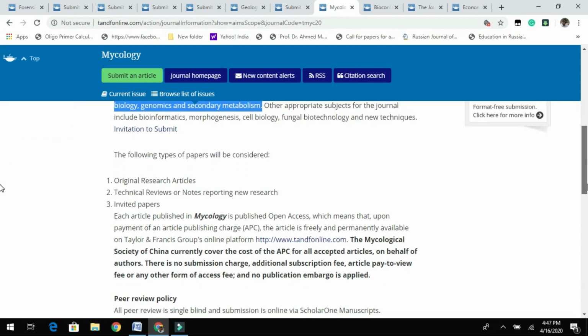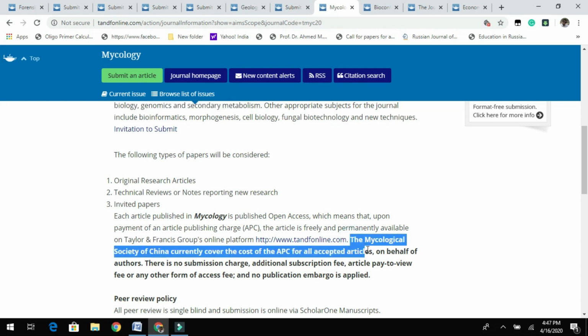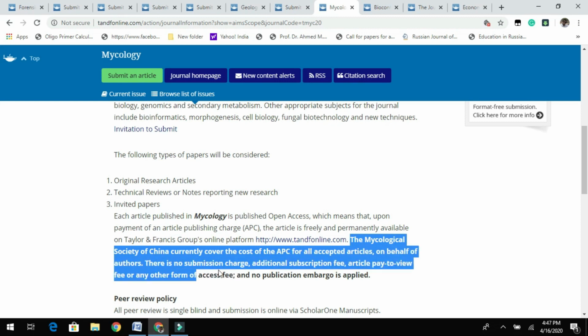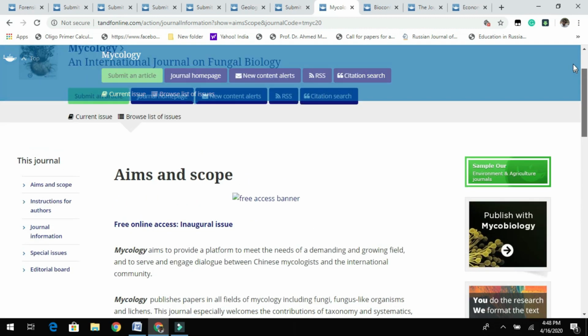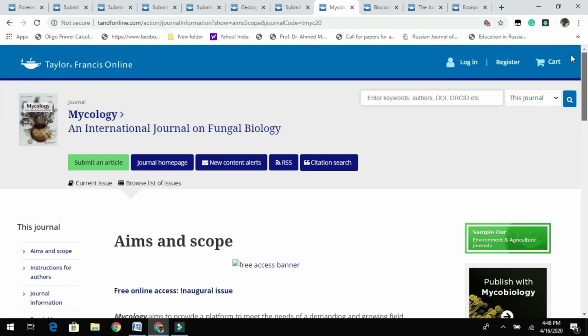So let us see if there is any article processing fee. The Mycological Society of China currently covers the cost of article processing fee for all accepted articles on behalf of authors. So there is no submission charge. So if you are working on fungal biology, then you can easily publish your research article in this journal.